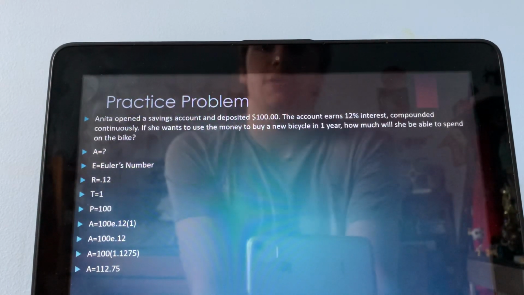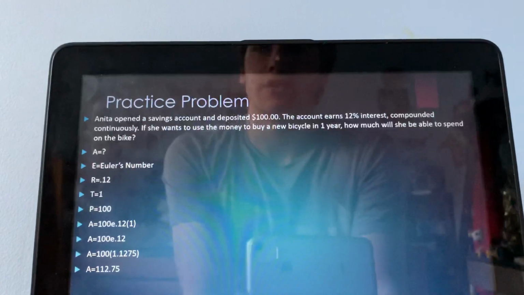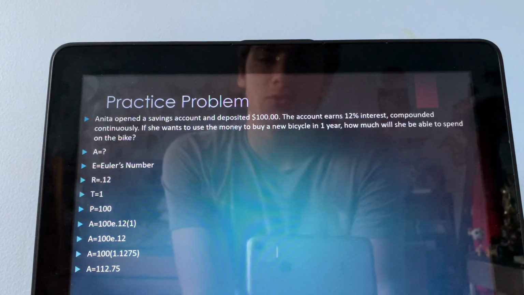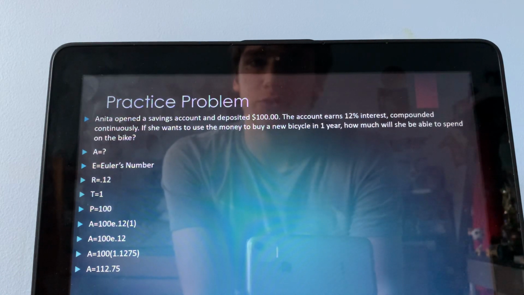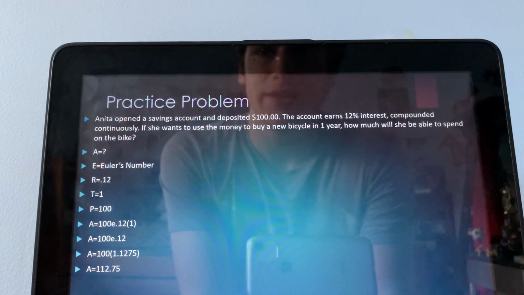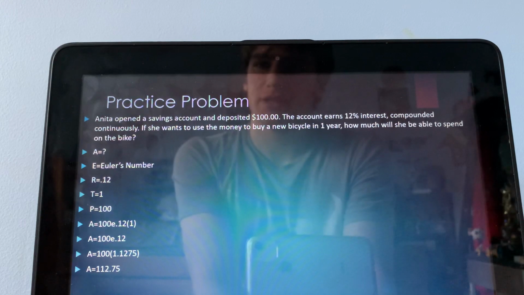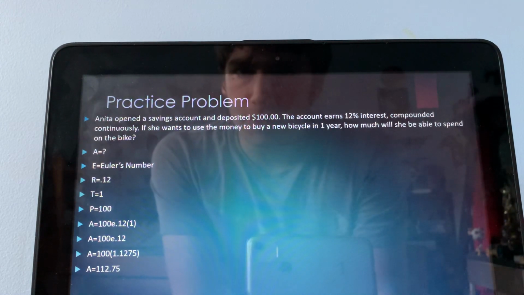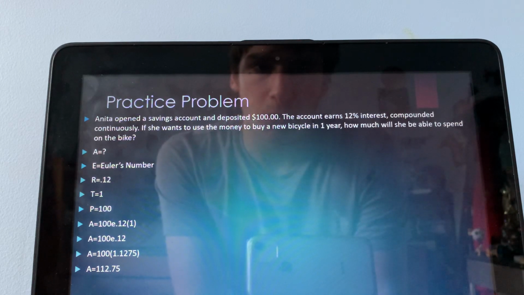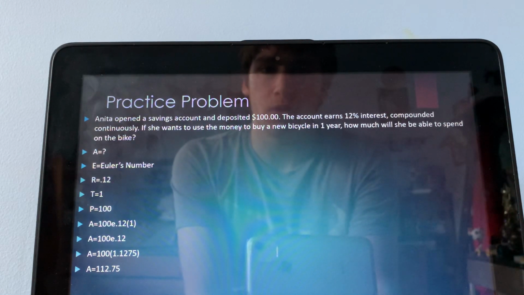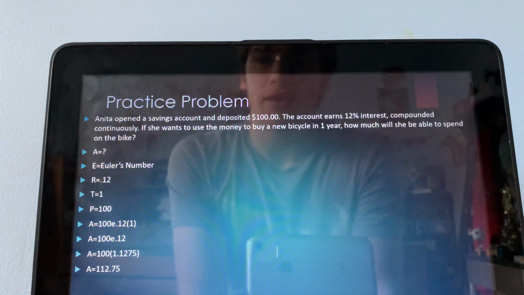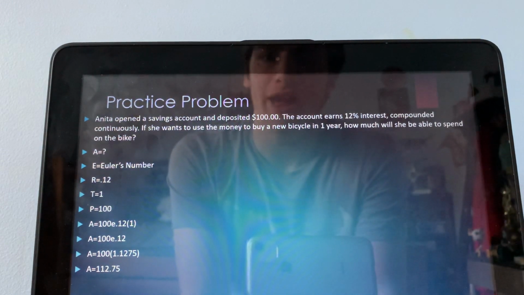Anita opened a savings account and deposited $100 in it, so we already know P is 100. The account earns 12% interest. 12 divided by 100 is 0.12, so R is 0.12. It's compounded continuously, so this is a continuous compound. E is just Euler's number. If she wants to use the money to buy a new bicycle in 1 year, so T is 1, how much will she be able to spend on the bike? So it's asking us for how much money she will have 1 year from now. So we have to find A.